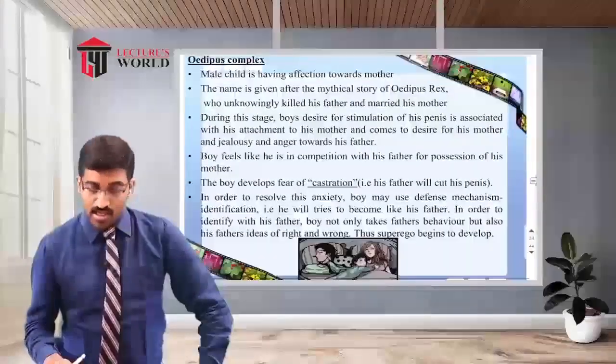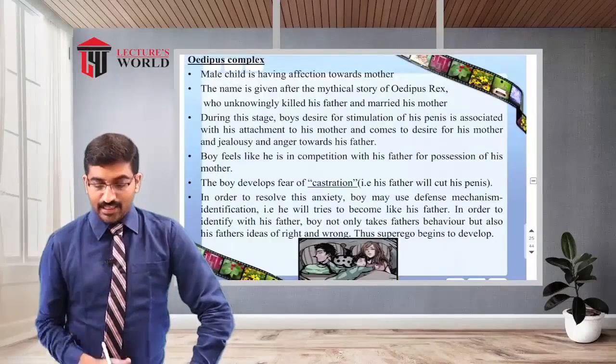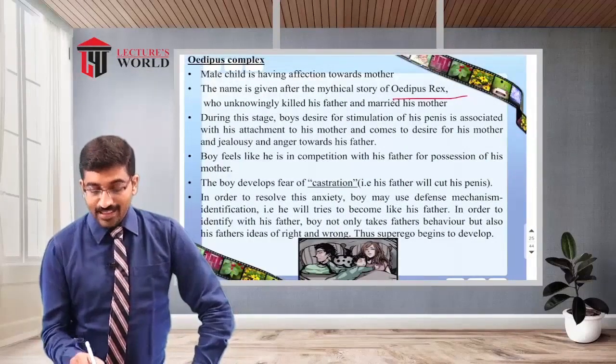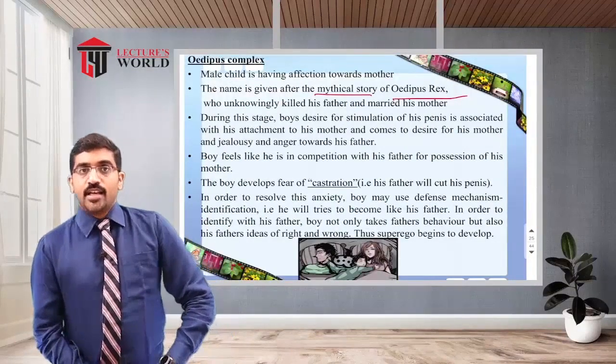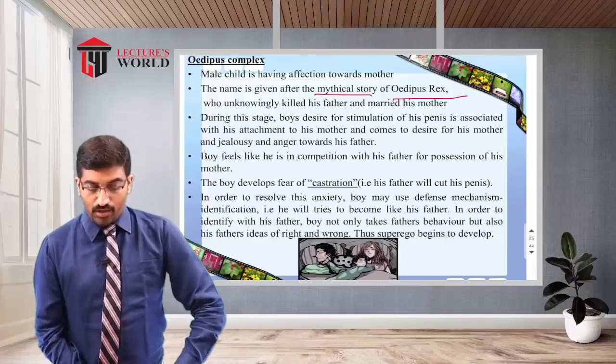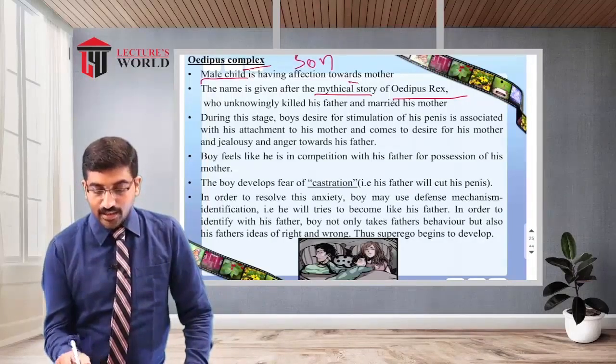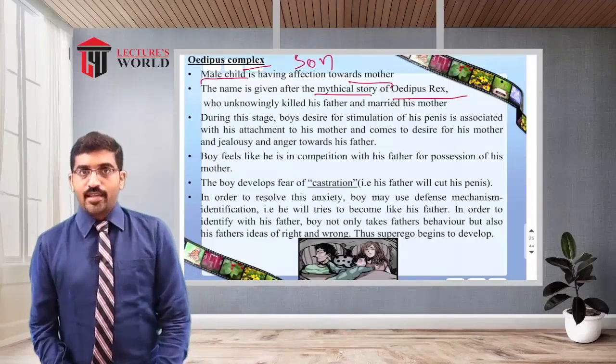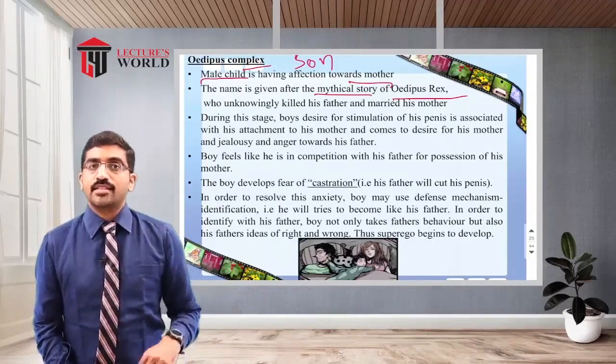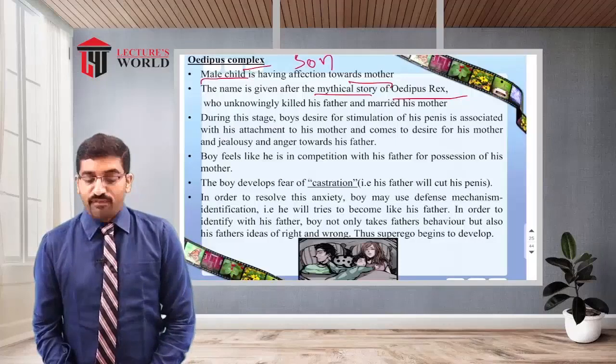You know, there is a story about Oedipus Rex. It is a mythical story, it's mythology. Not sure it is the right story or not. Here the male child, I mean the son, having attraction towards his mother. Okay, that is Oedipus complex. So all these opposite attractions come under the phallic stage.